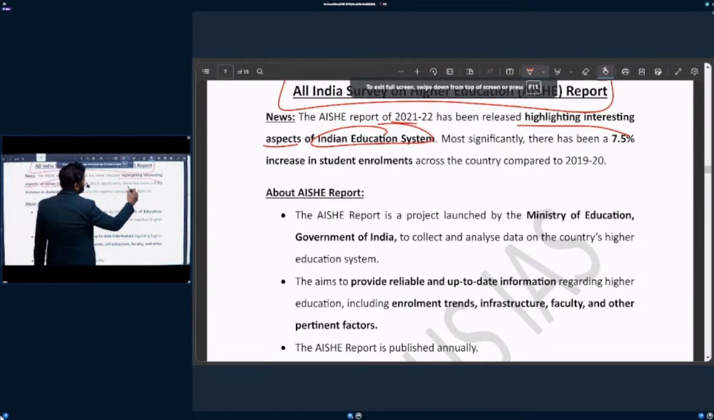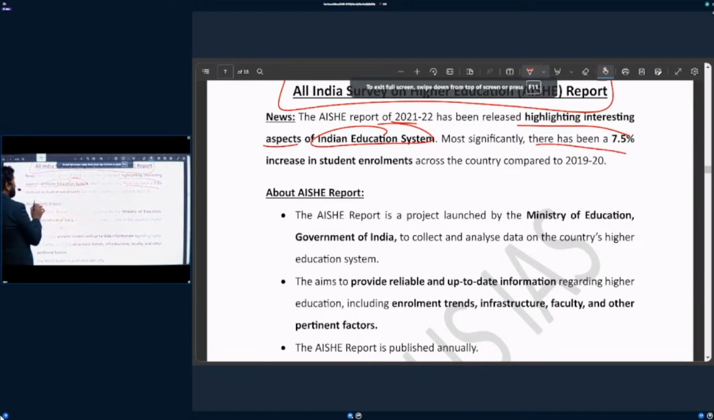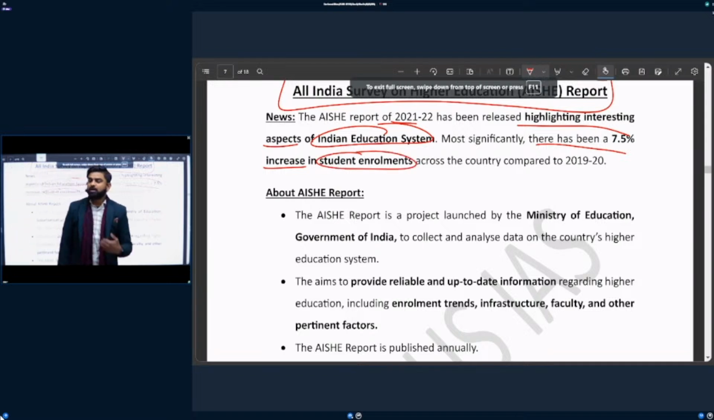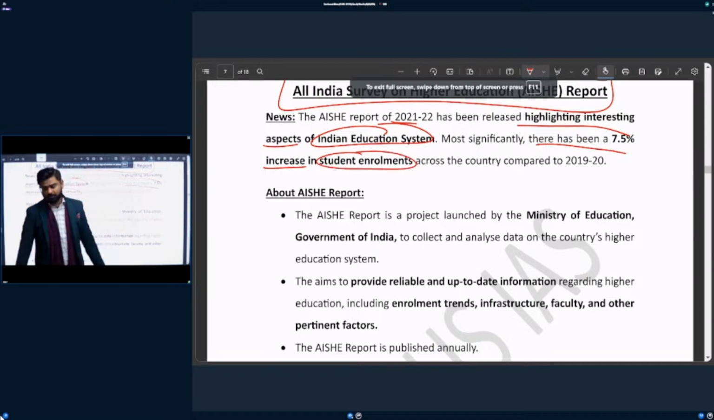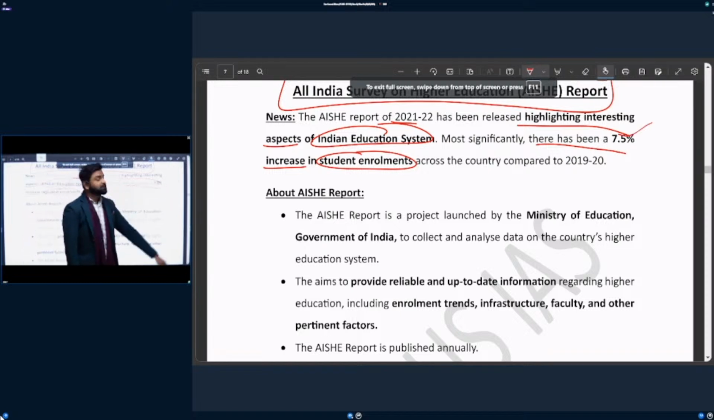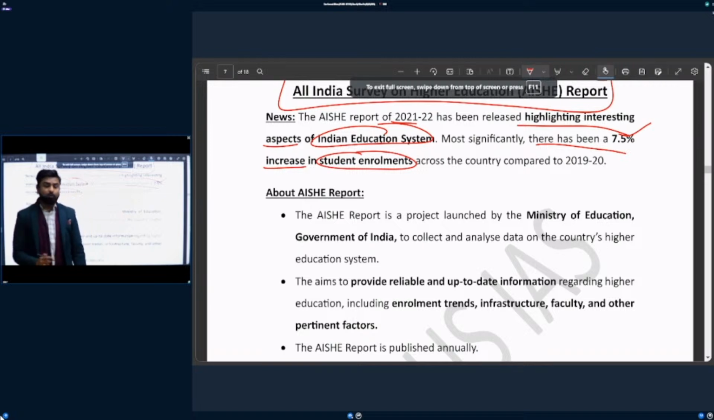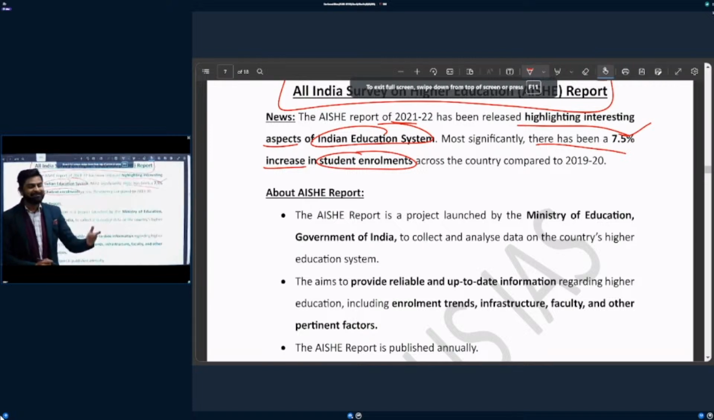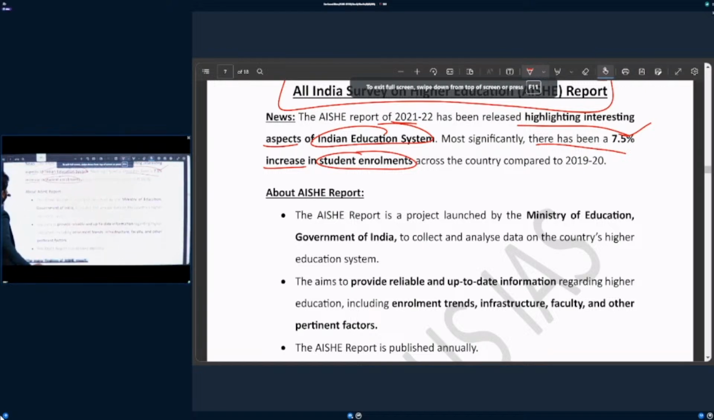Most significantly, there has been a 7.5% increase in student enrollment. Good news that the student enrollment in higher education has increased by 7.5%. So more and more people will become graduate and unemployed. Okay? So the competition will increase further.